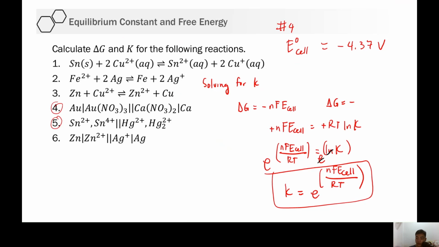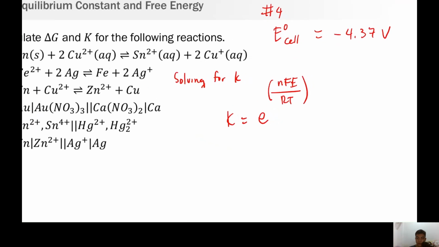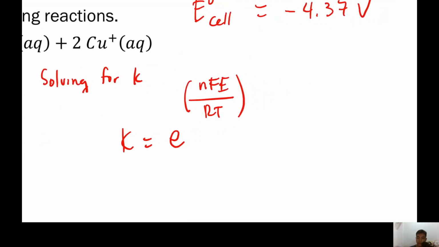So now we have an equation to solve for k. So let's do that. Let's solve for the k. K is equals to e raised to, I'm sorry, it should be nFE over RT. So let me go through some details first. Again, n is the moles of electron. F is the Faraday's constant. E is the E cell.